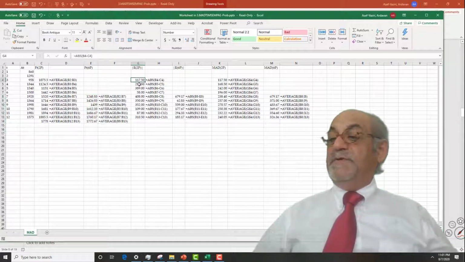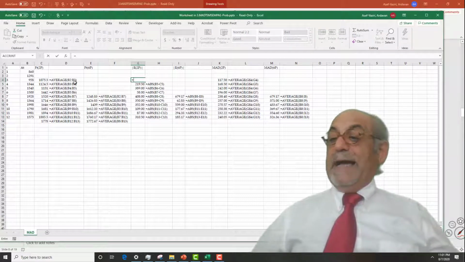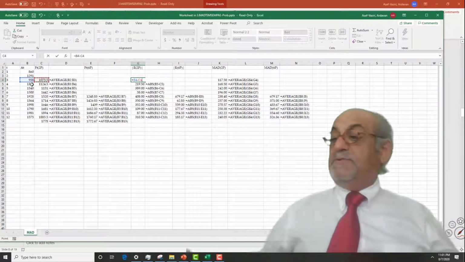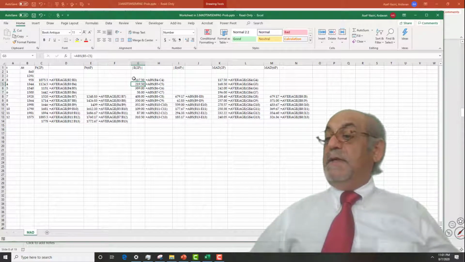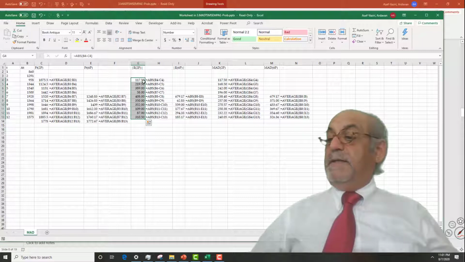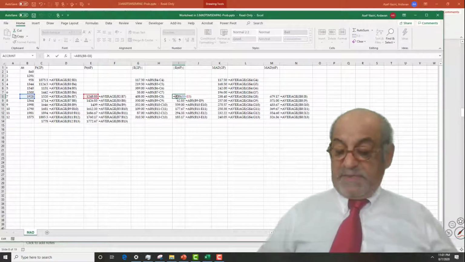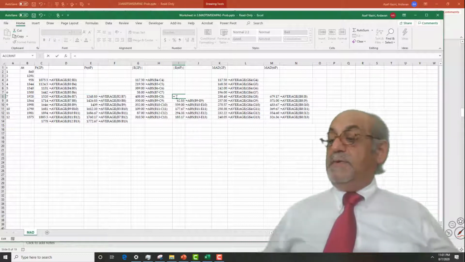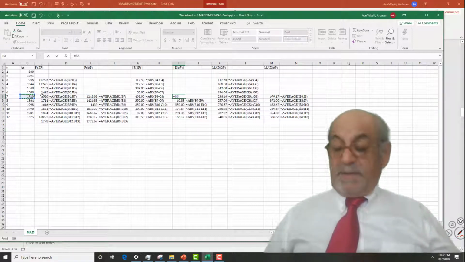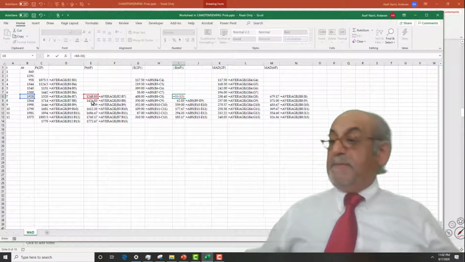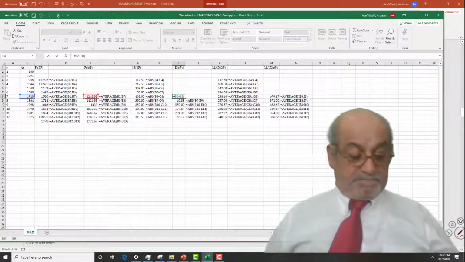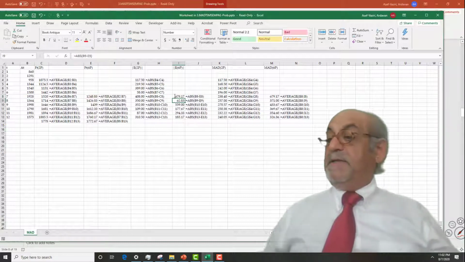Absolute error for this one is equal to actual minus forecast, absolute function, and then I copy it down. For 6-period moving average, I should go to period 7, equal to actual data minus forecast, absolute, and then copy it down.